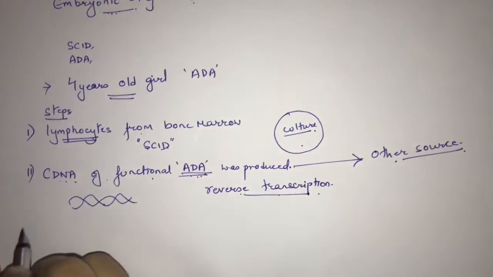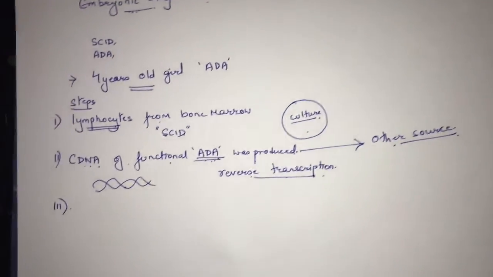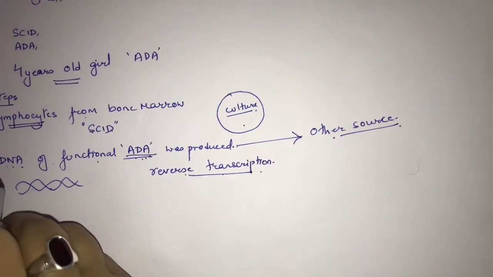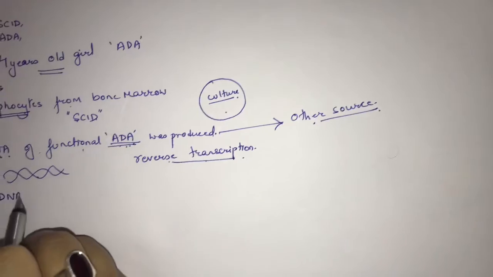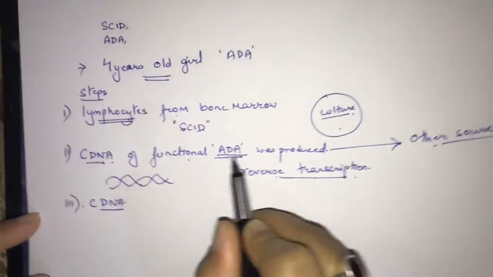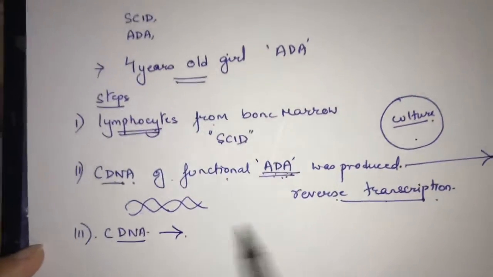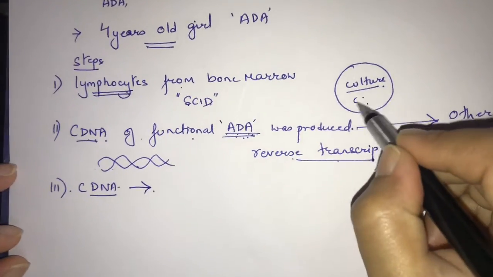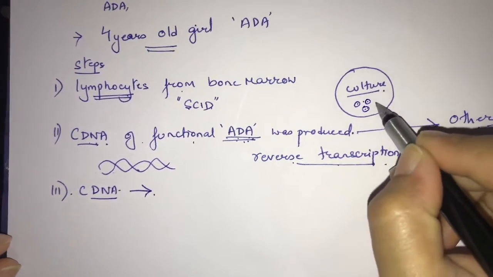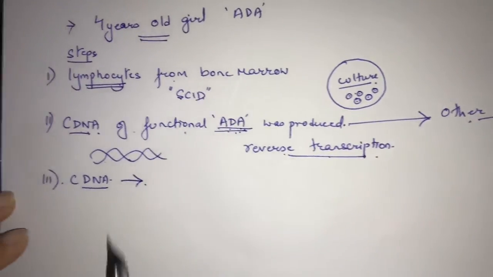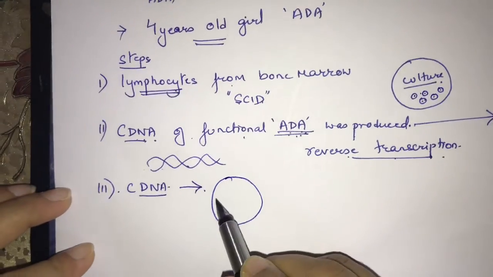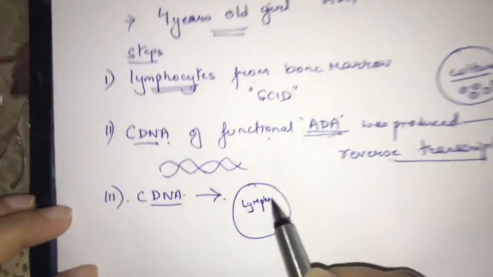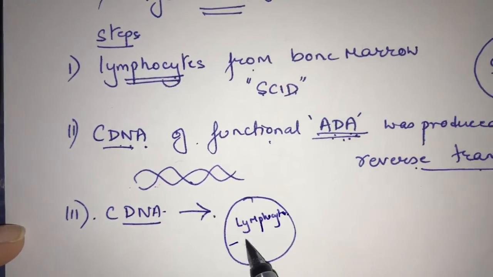Now, then what happens? The cDNA of the functional gene is then introduced into the lymphocytes. This cDNA, which has the functional gene for ADA, is introduced into these cells, because the lymphocytes were grown in culture, so it was introduced into that lymphocyte culture.